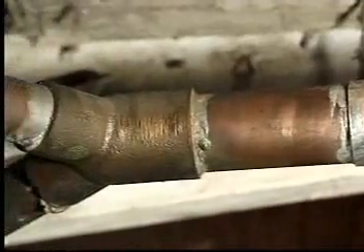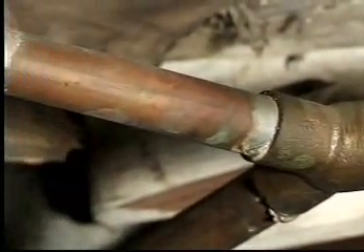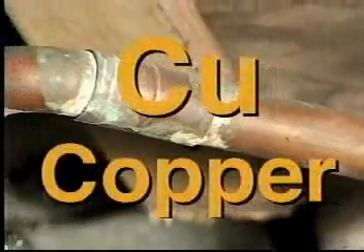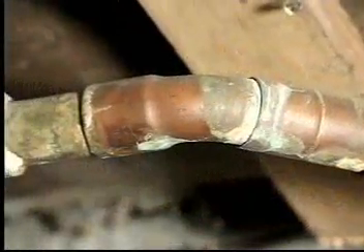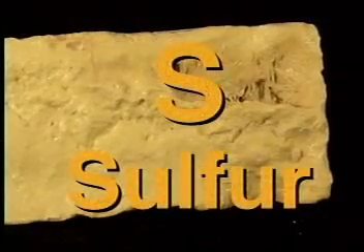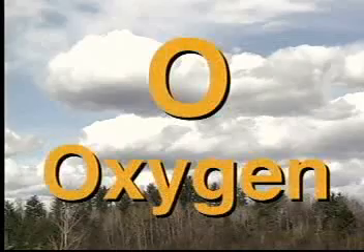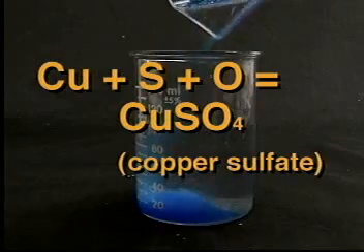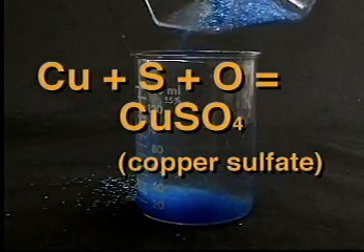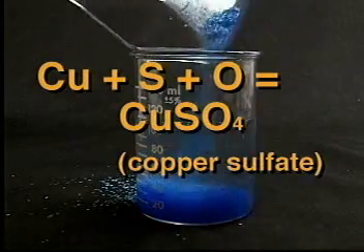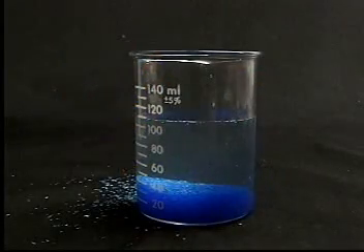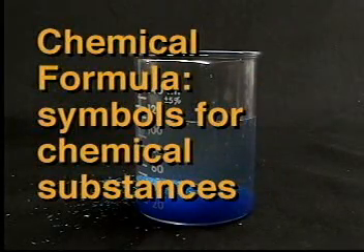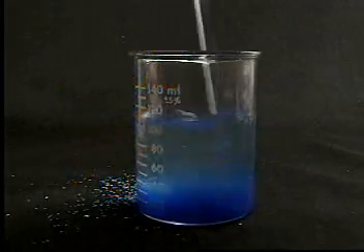As we discussed earlier, elements can be represented by chemical symbols. Chemical symbols can be placed together to make a chemical language. Different chemical symbols can be placed together to make a chemical formula which can represent a compound, such as copper sulfate. A chemical formula is an abbreviated way of symbolizing chemical substances.